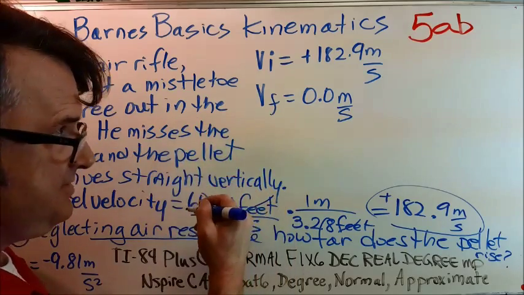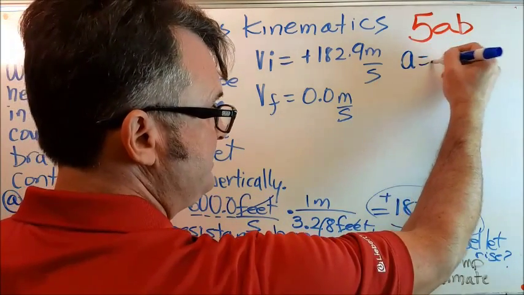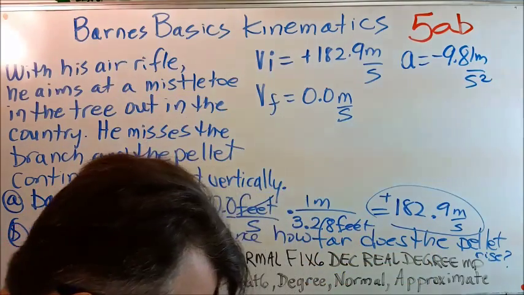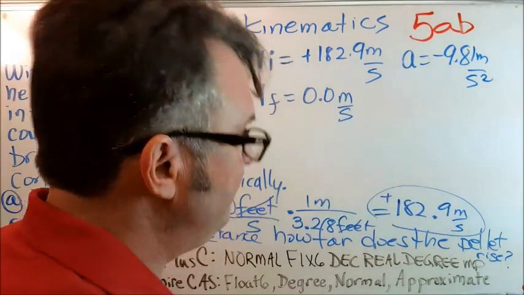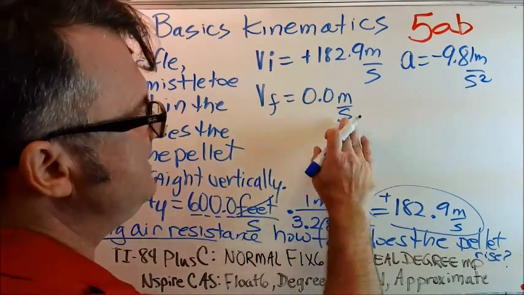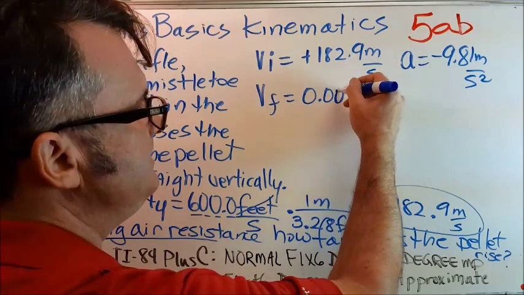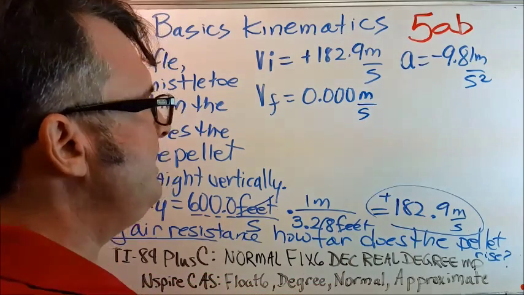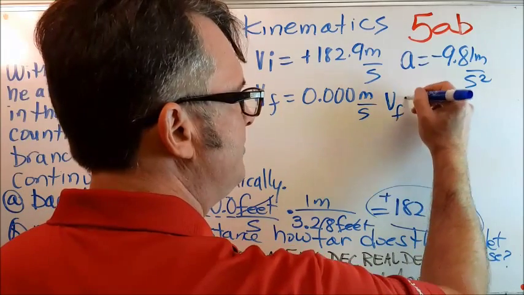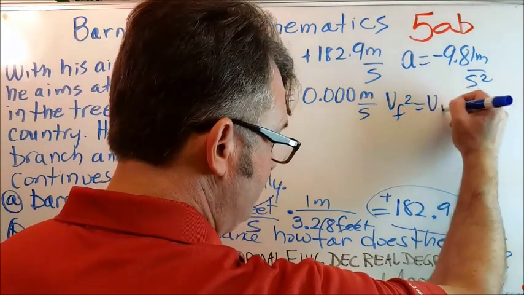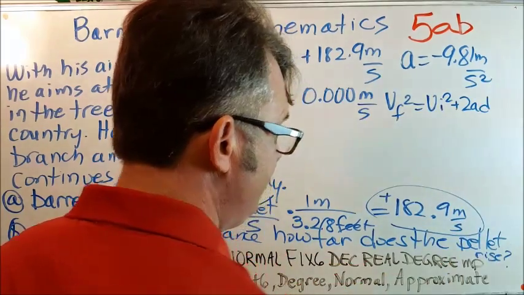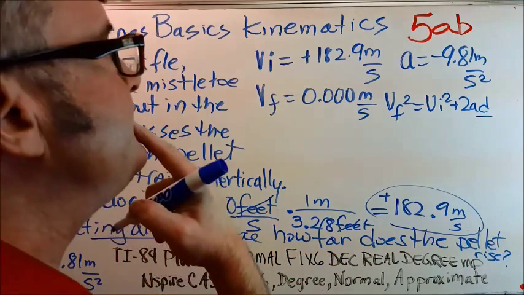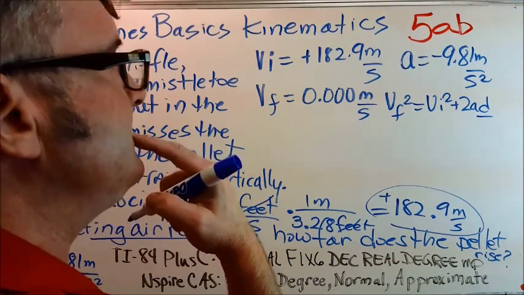We introduced just a second ago that acceleration is equal to negative 9.81 meters per second squared. We know that. And so these are the values that we have. If we took the formula VF squared is equal to VI squared plus 2AD, then we can solve for D. And let's do that real quick.